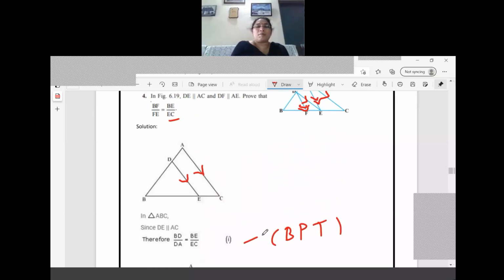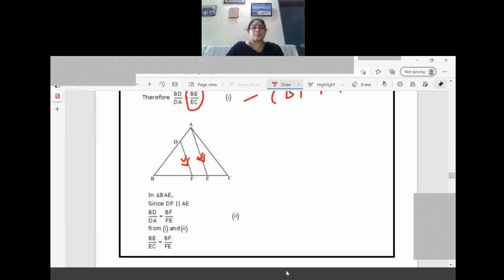So already we got BE by EC in the first equation. Now what is left here? BF by FE. So we are going from the second diagram. BF by FE equal to what? If you check the diagram, for F, what is the letter? D. So BD by DA, right? For E, what is the letter? A only. Corresponding letters you should identify.